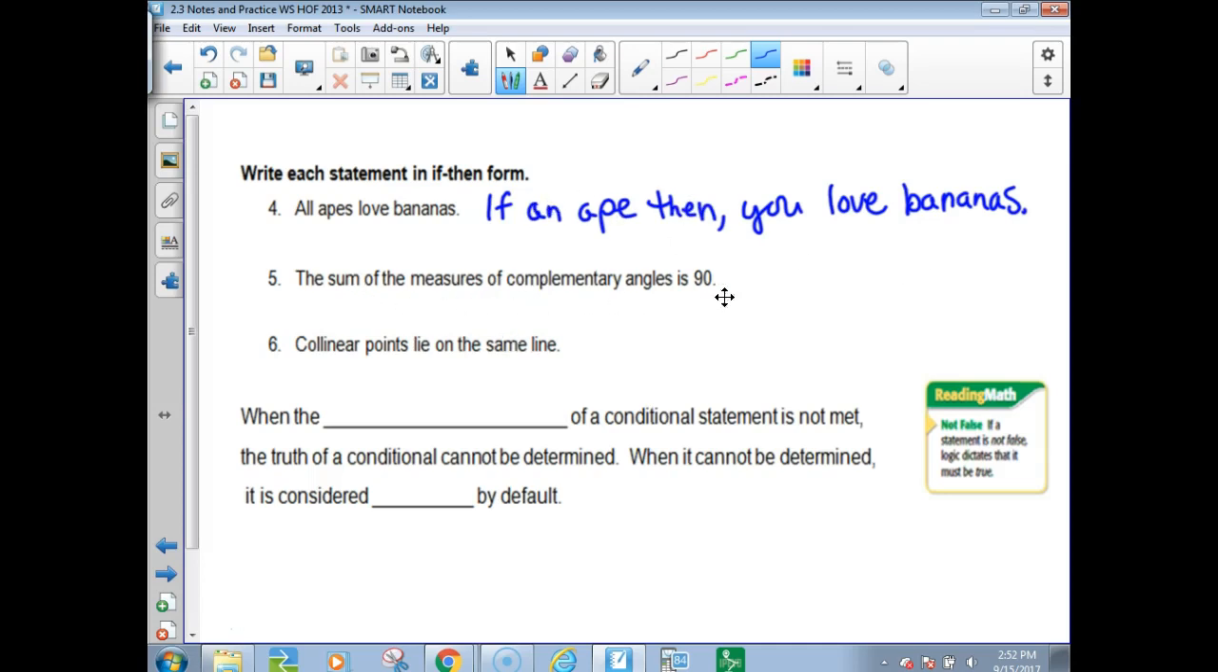Okay, the sum of the measures of complementary angles is 90. So if it started off with the sum of the measures of two angles is 90. Okay, so the sum of the measures of complementary angles is 90. Right? How would we say this one? Anybody want to give me an if then? Go ahead. Okay, if the sum of two angles is 90, then they are complementary.